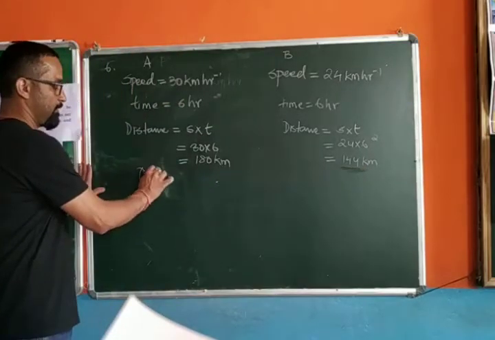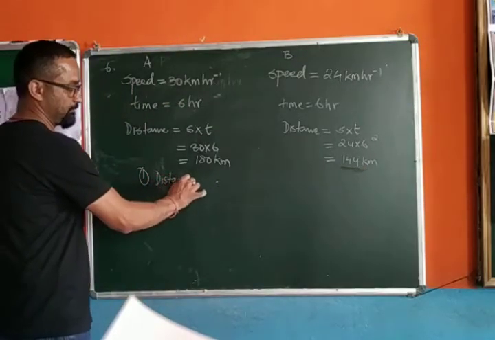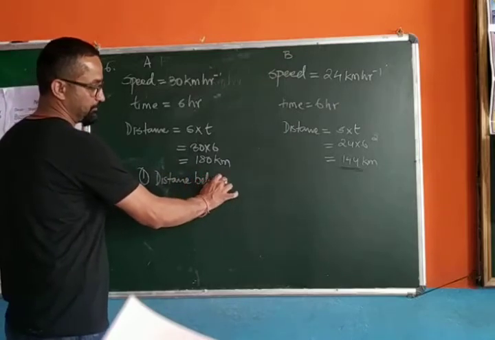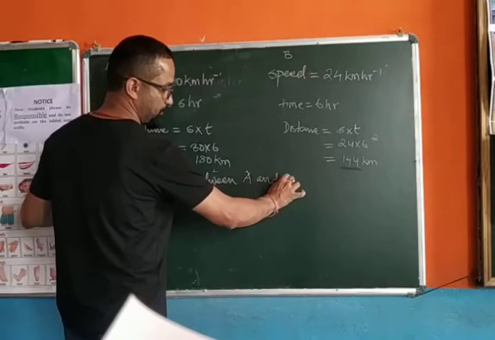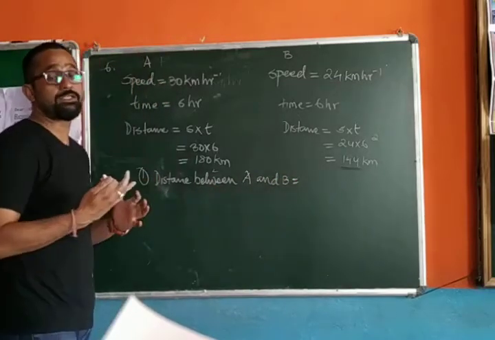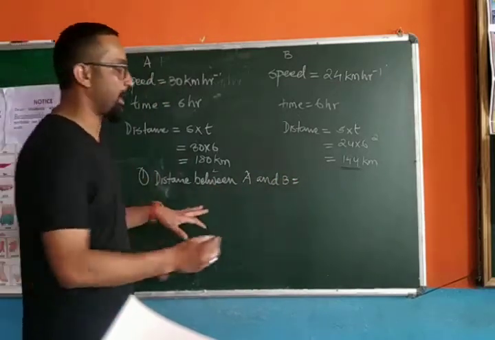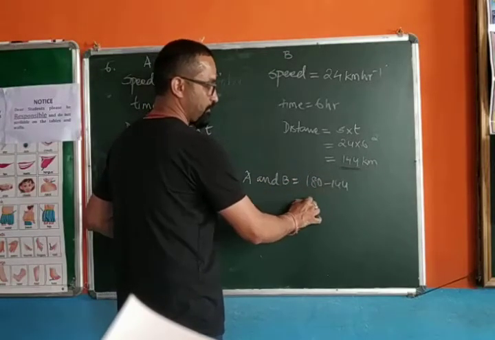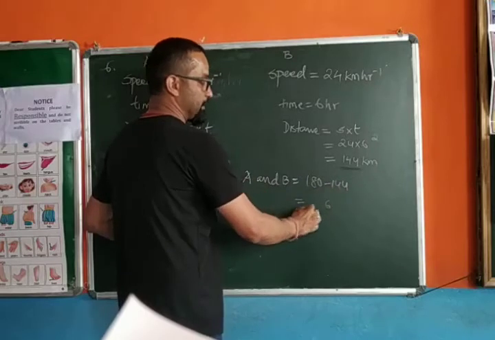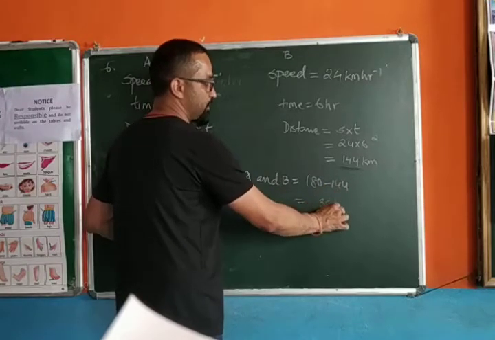First one, distance between A and B. When they are traveling in the same direction, you need to subtract, 180 minus 144. Subtract, you get 36 kilometer.